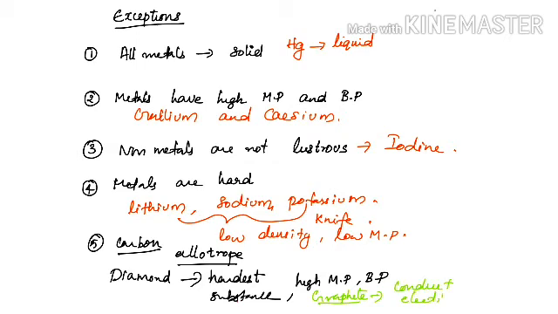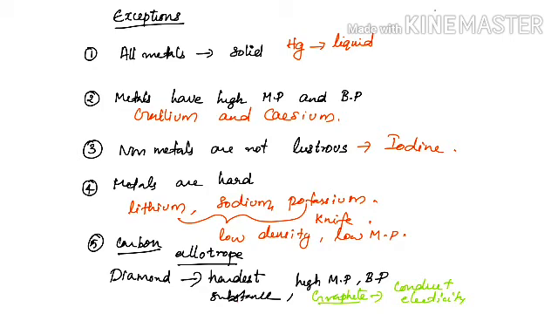They will conduct electricity. These are the main exceptional cases. The first one: all metals are solid, but the exceptional case is mercury. Mercury is a metal, but it is in liquid state. Then metals have high melting and boiling points, but metals like gallium and cesium have very low melting points, so they can even melt when we keep them on our palm.